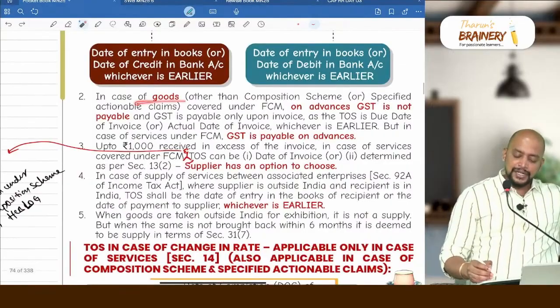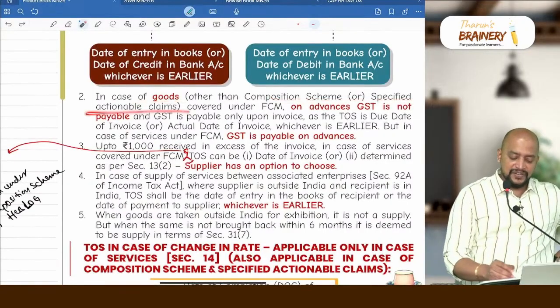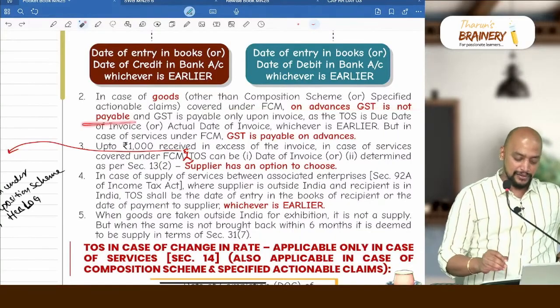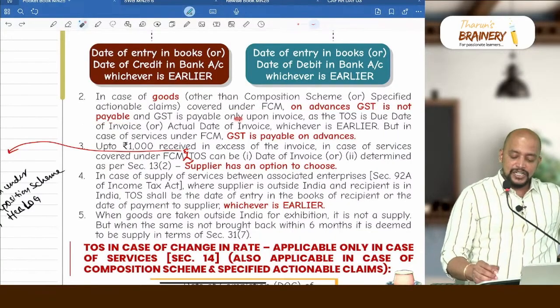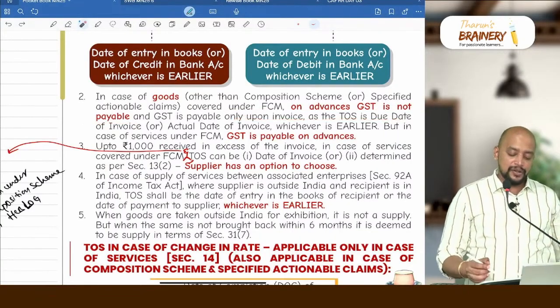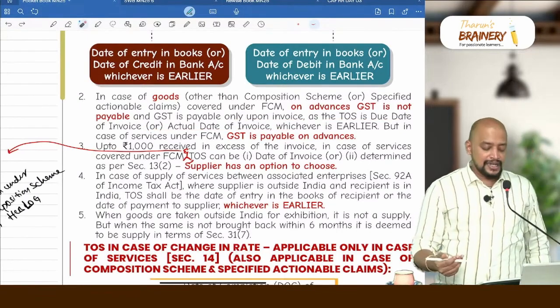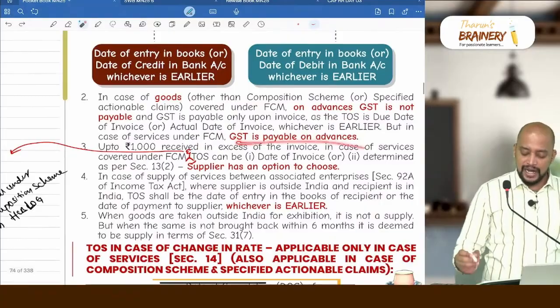Then in case of goods, other than composition scheme or specified actionable claims, goods covered under FCM on advances, GST is not payable and GST is payable only upon invoice, as the time of supply is due date or actual date, whichever is earlier. But in case of services under FCM, GST is payable on advances.